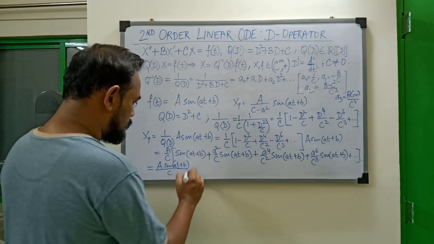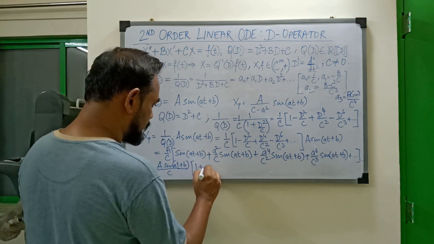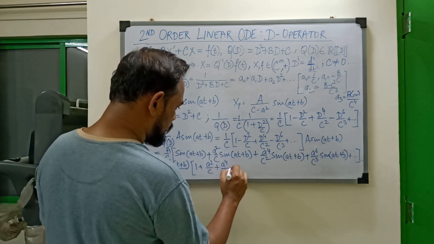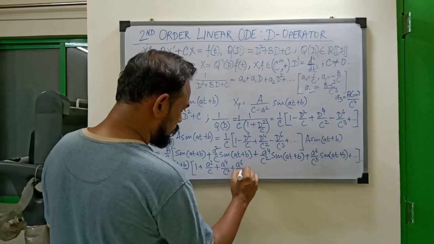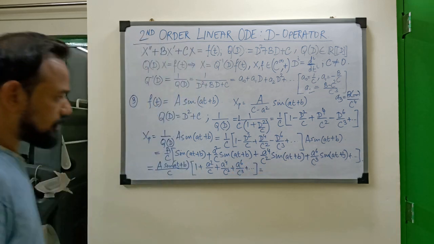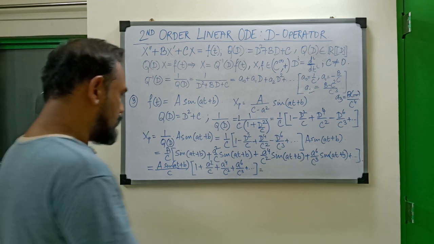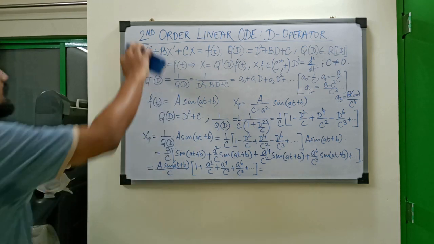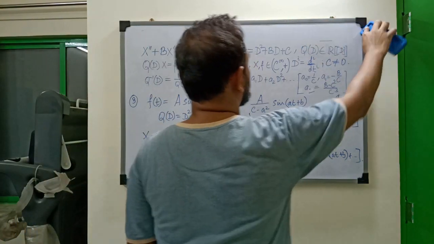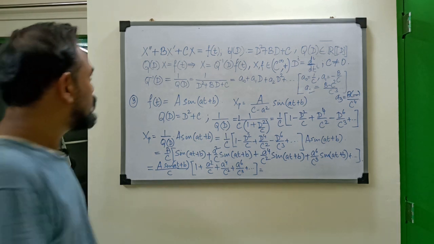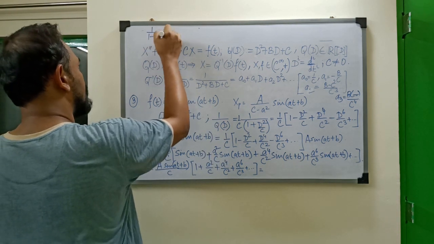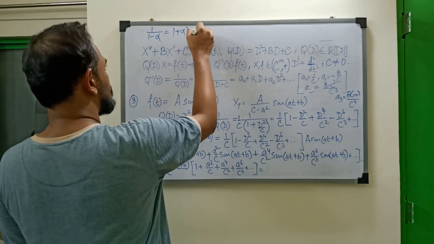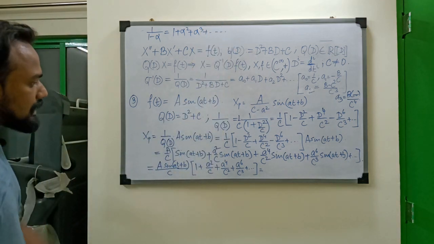This is common. And what we have in the brackets is 1 plus a square over c plus a to the 4 over c square plus a to the 6 over c cube plus dot dot dot. And again, if you knew, I'll just write it somewhere. I don't need the heading anymore. 1 over 1 minus alpha, by Taylor's expansion, would give you 1 plus alpha square plus alpha cube plus this goes on. So that's like this.